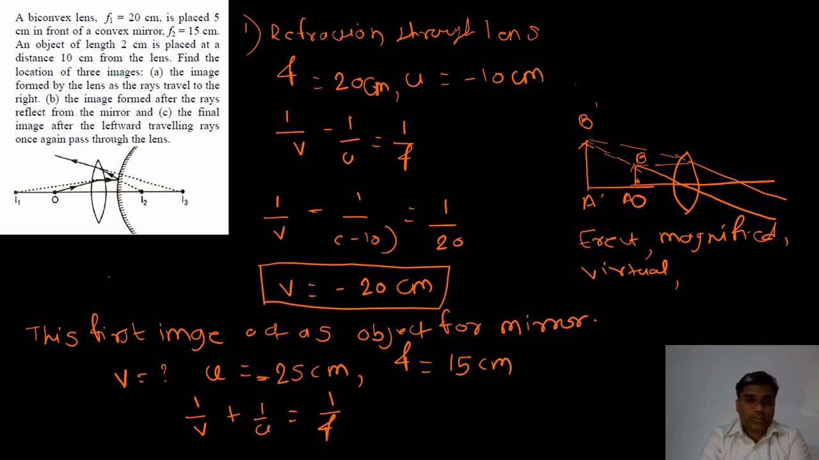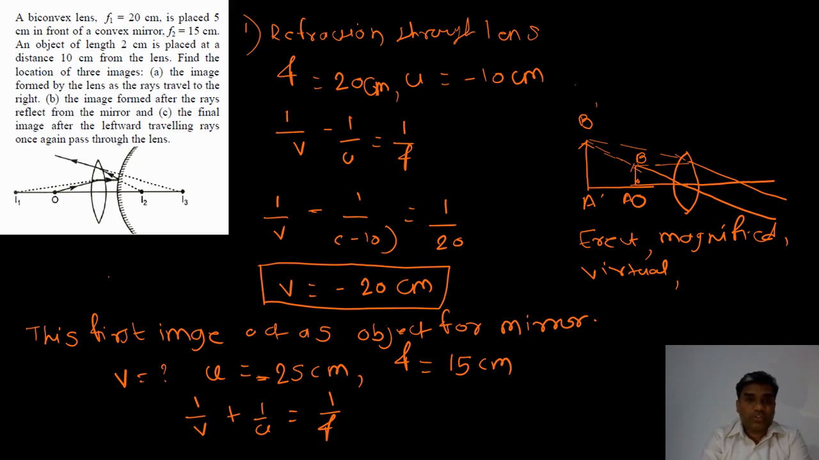Here the biconvex lens f is equal to 20 centimeter, and obviously it is positive. Now the rays are traveling from left to right, and the object is placed towards the left side. So here we can say u is equal to minus 10 centimeter, and the focal length is 20 centimeter. That means the object is placed in between the optical pole and the focus, so we will get a virtual image here.